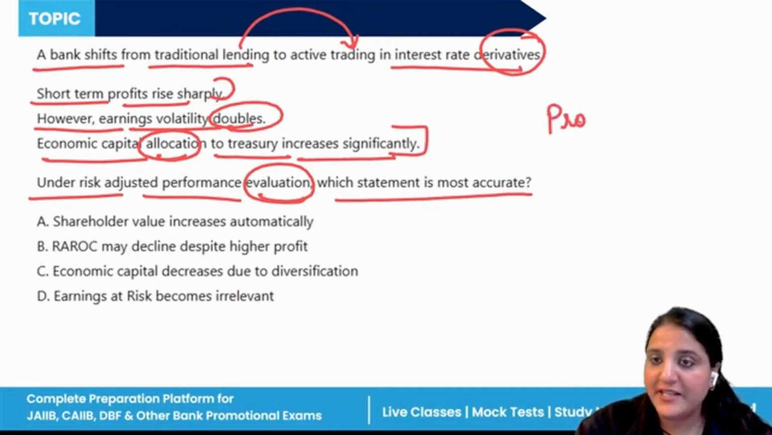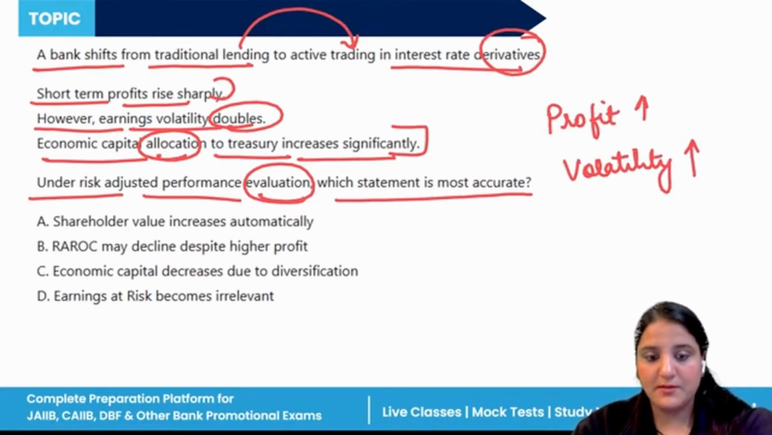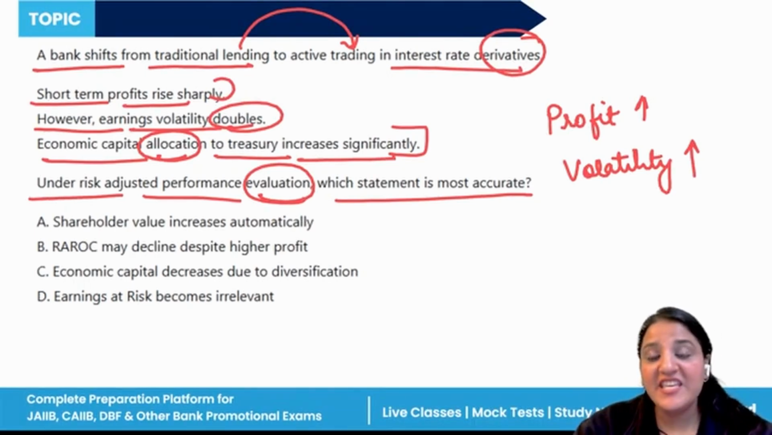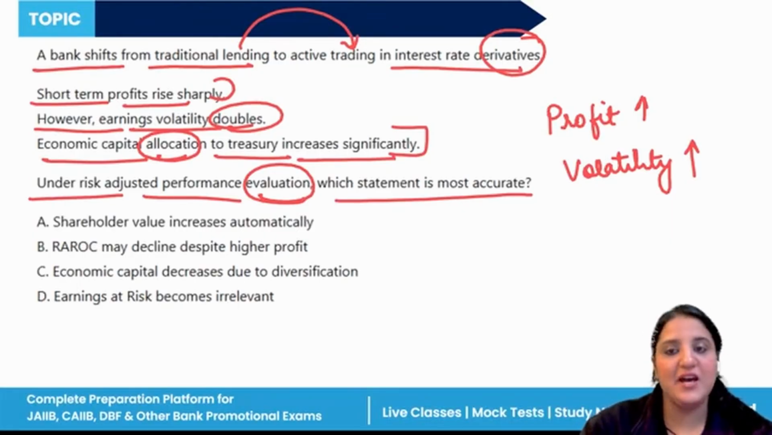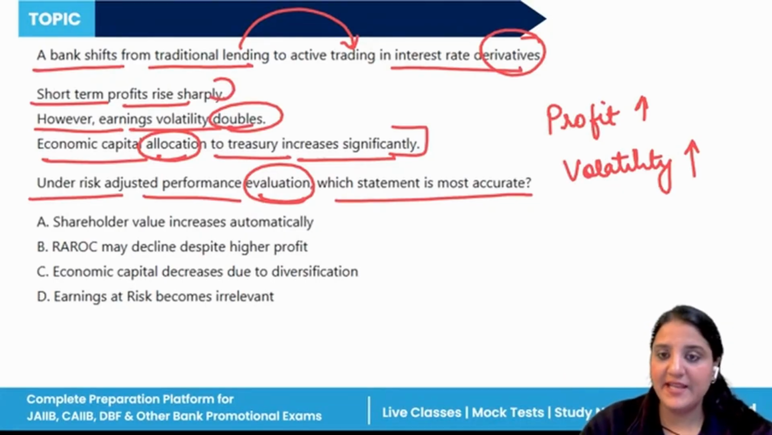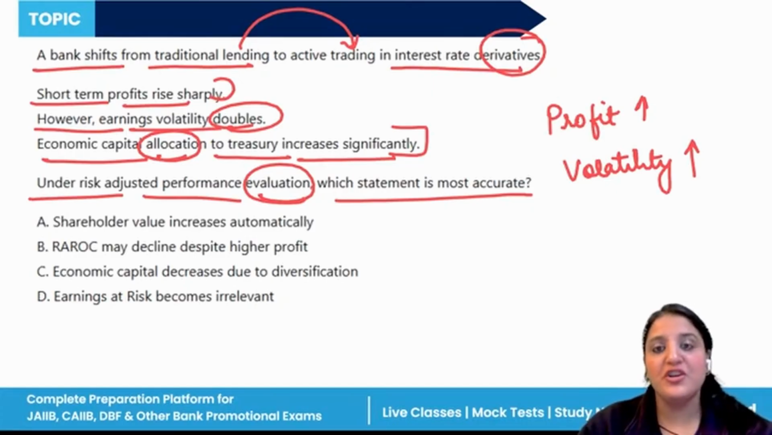If profit increased, volatility also increased, right? Higher volatility means higher economic capital. If capital increases more than profit increases, RAROC falls. So risk adjusted performance will actually worsen.